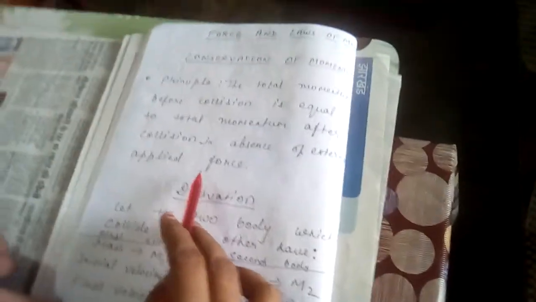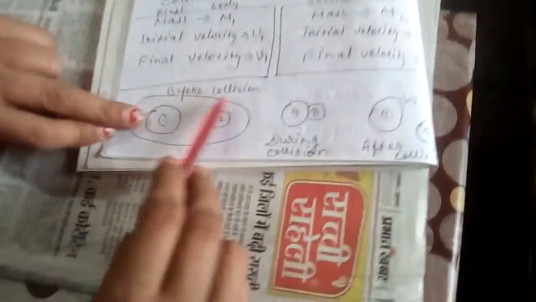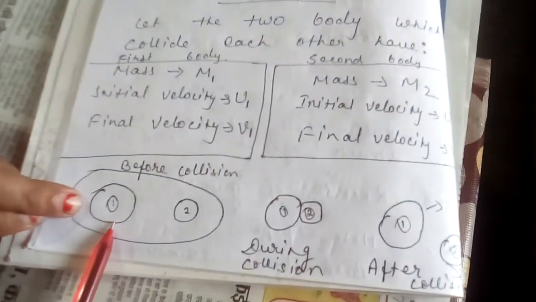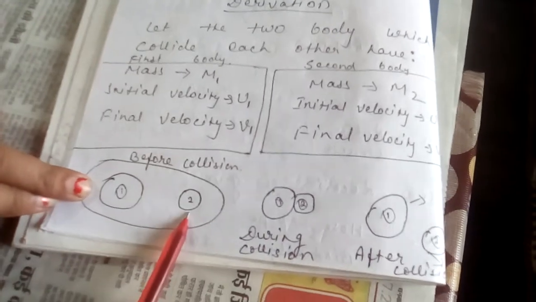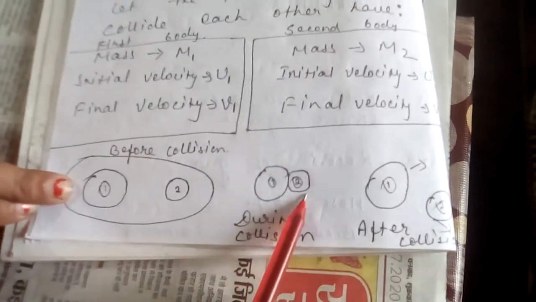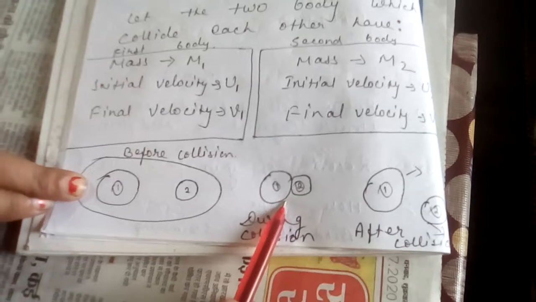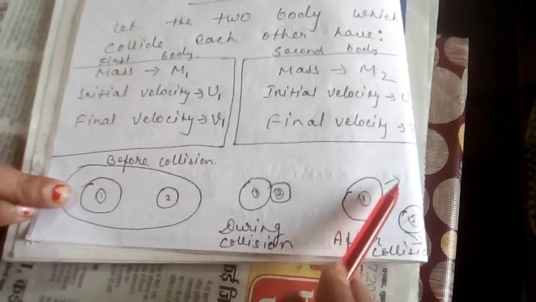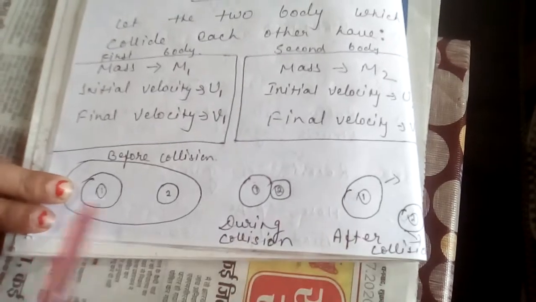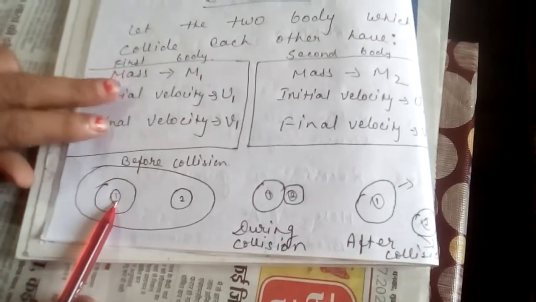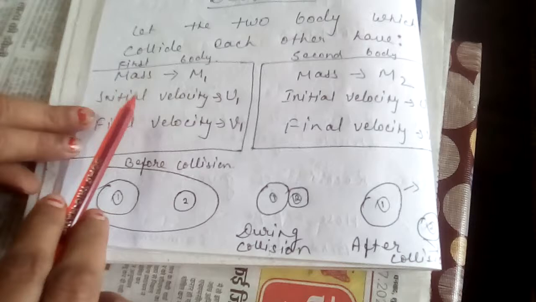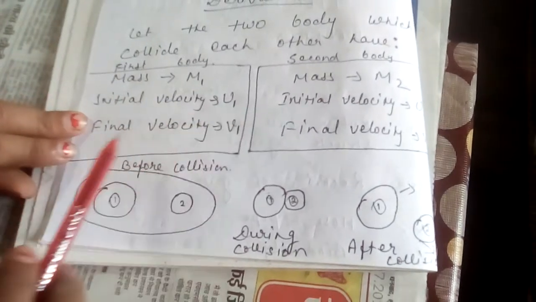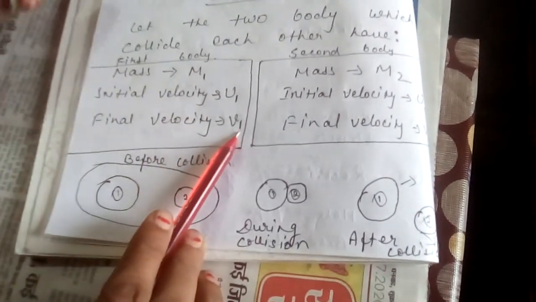For collision, two bodies are required. So I have shown you, just see, before collision I have taken two bodies, body 1 and body 2. During collision they have interacted with each other, that means collided with each other, and after collision they have separated from each other. So for body 1, let us take a mass m1, initial velocity u1, final velocity v1.